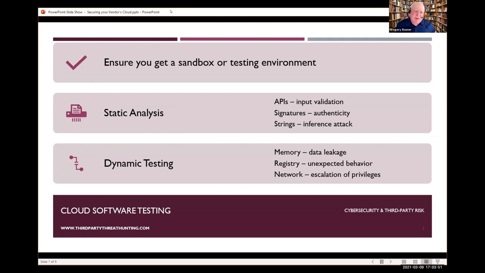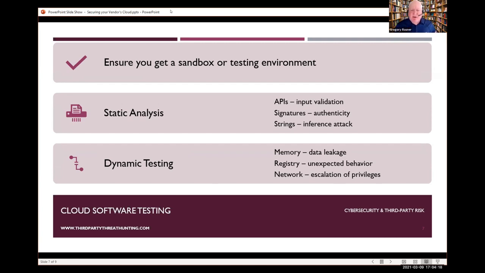There's two ways that I've talked about here on testing in a web environment: static analysis and dynamic testing. And in particular on APIs, you want to just check on input validation. There's other things you can do, but these are the things that I think are critically important: input validation on APIs, signatures, making sure that the authenticity of the software is being verified with a signature. And then look at strings for inference attacks.